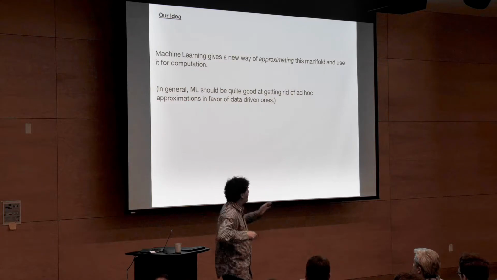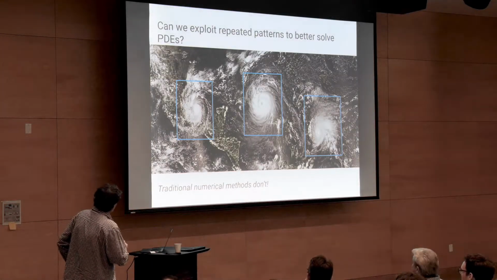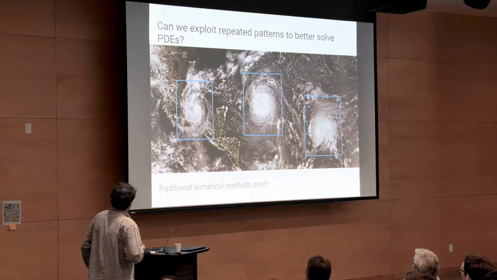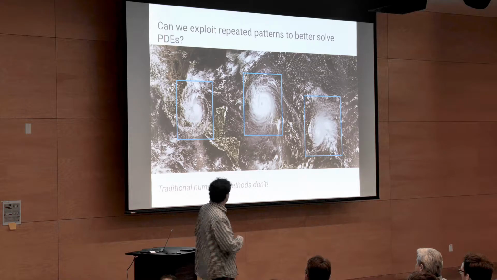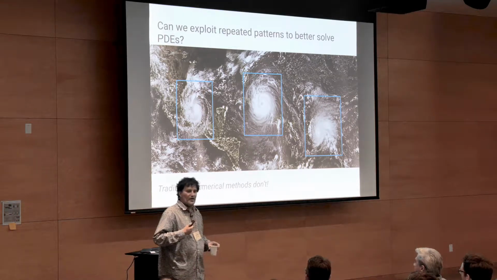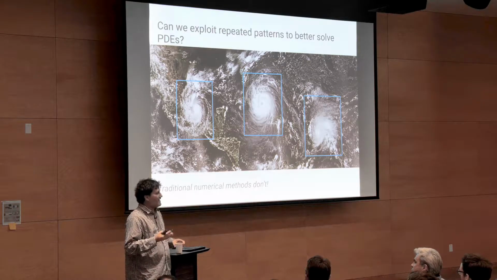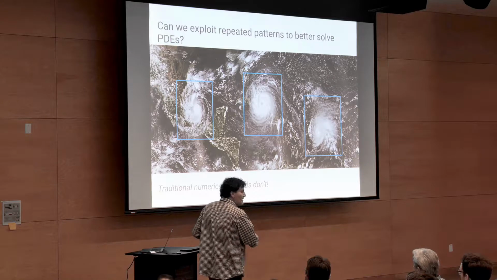Okay, so let me just give you a thought. If you look at hurricanes, there are patterns that occur again and again. You might think that what we could do is build a numerical method that basically respected the patterns that exist in the data. Traditional methods don't do that.